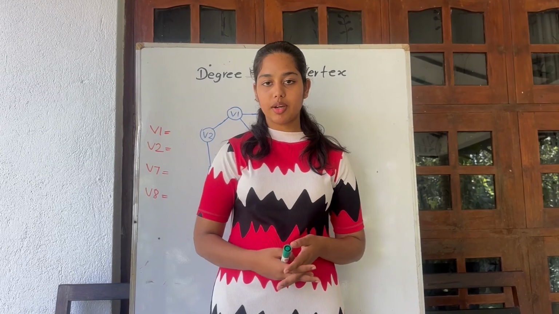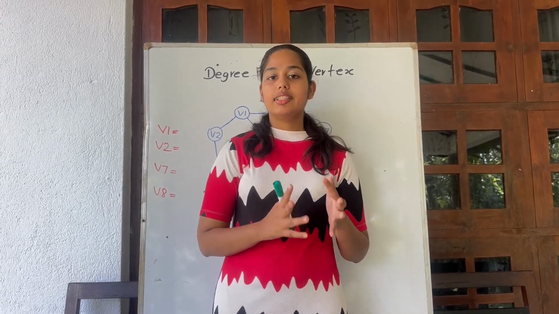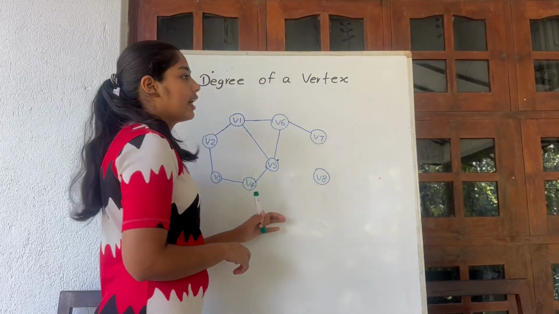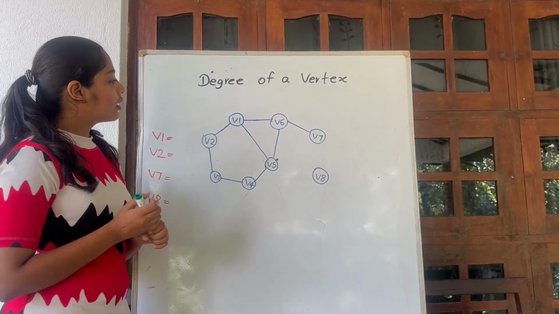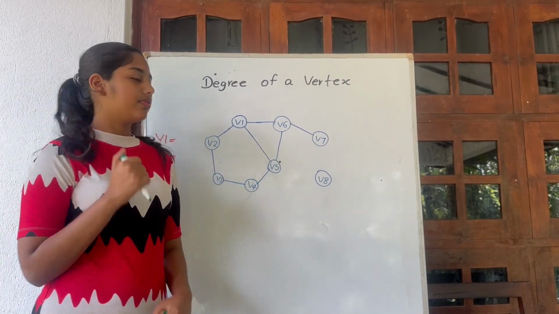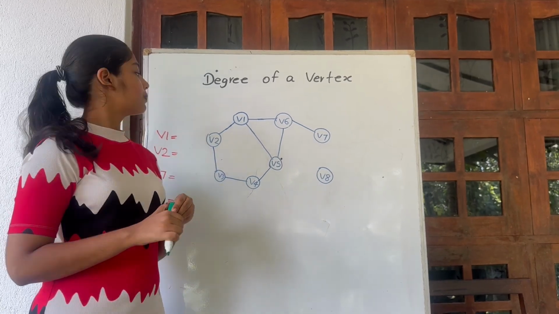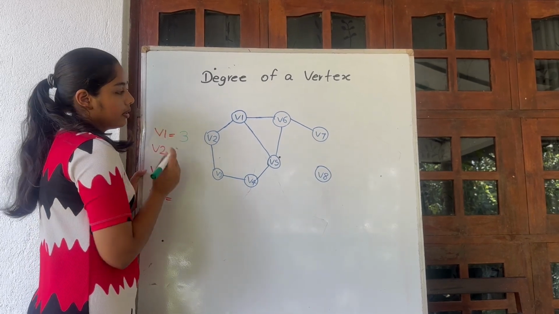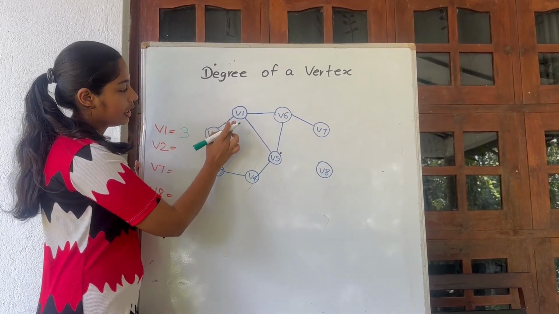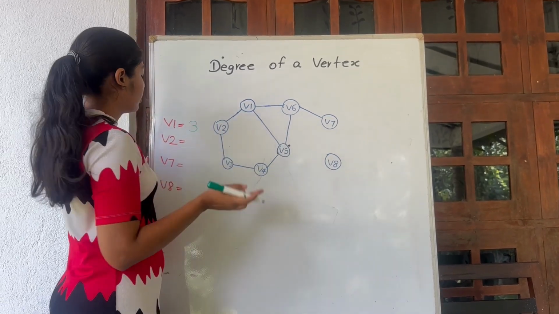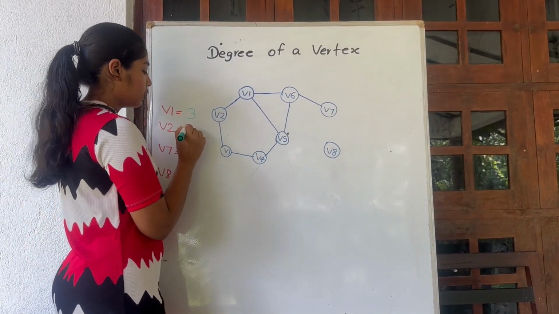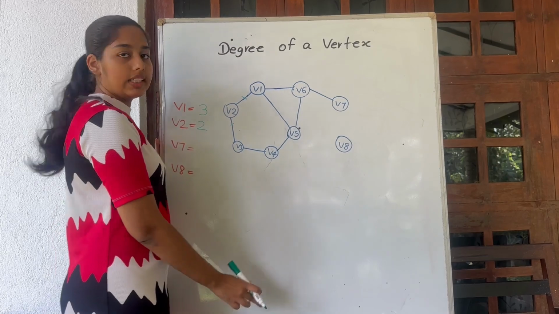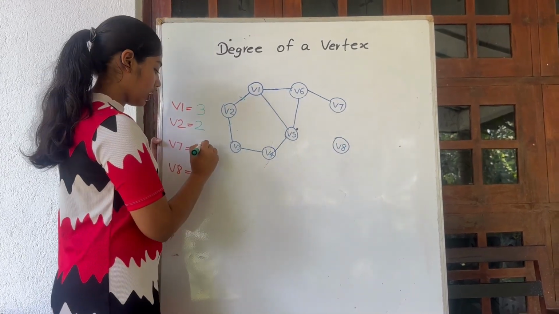Now let's discuss the degree of a vertex. Degree means the number of edges connected to a vertex. Here we have an example graph. Let's check the degree of some vertices. The degree of vertex 1 is 3 because it is connected to 3 edges. The degree of vertex 2 is 2 because it is connected to 2 edges. The degree of vertex 7 is 1.